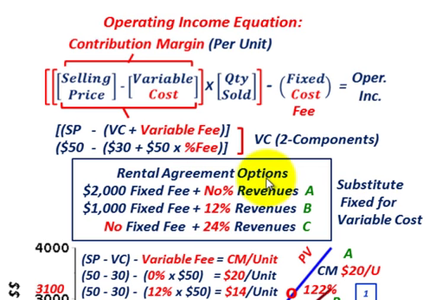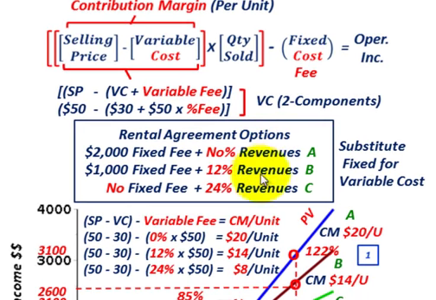So for our rental agreement options, let's just look at how we calculated that contribution margin on a per unit basis. So we have our sales price, $50 per unit. Variable cost, $30 per unit. That's the case for all three options. Then we have to subtract out that variable fee. That's going to equal our contribution margin per unit. So going through each of our options.